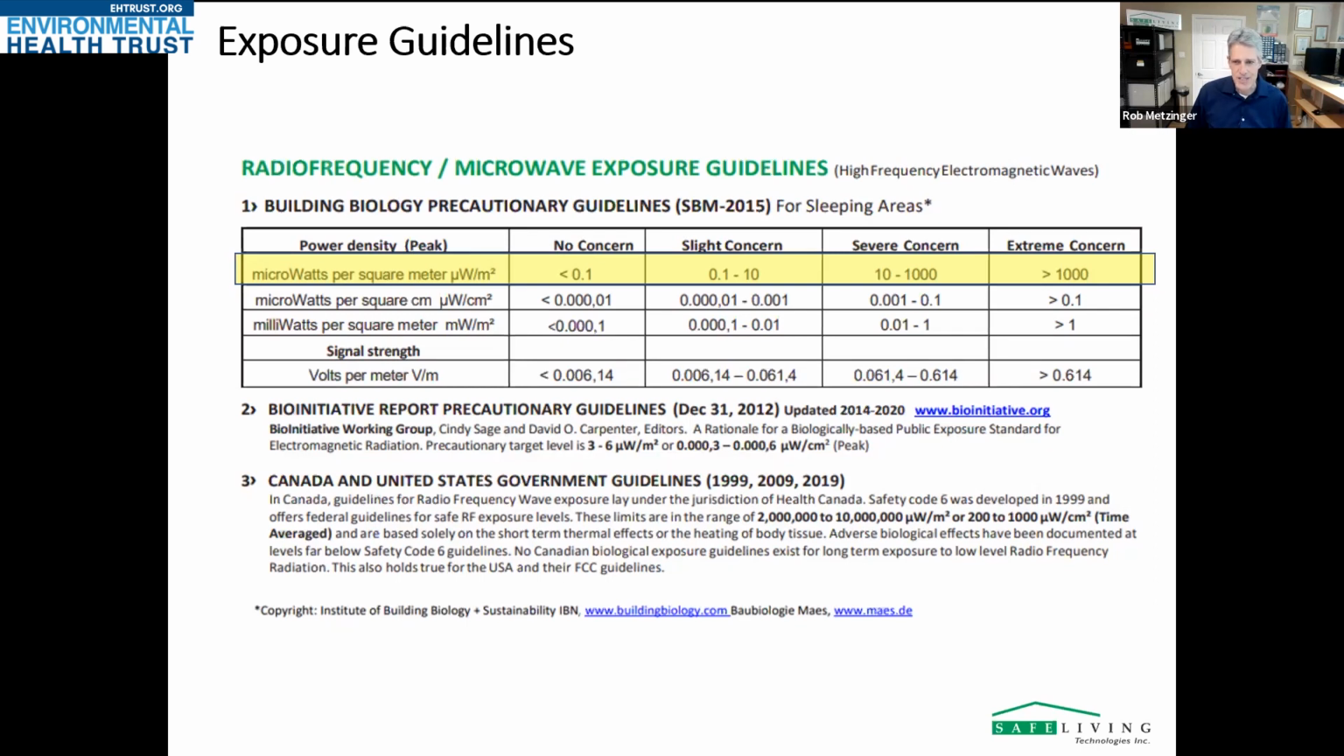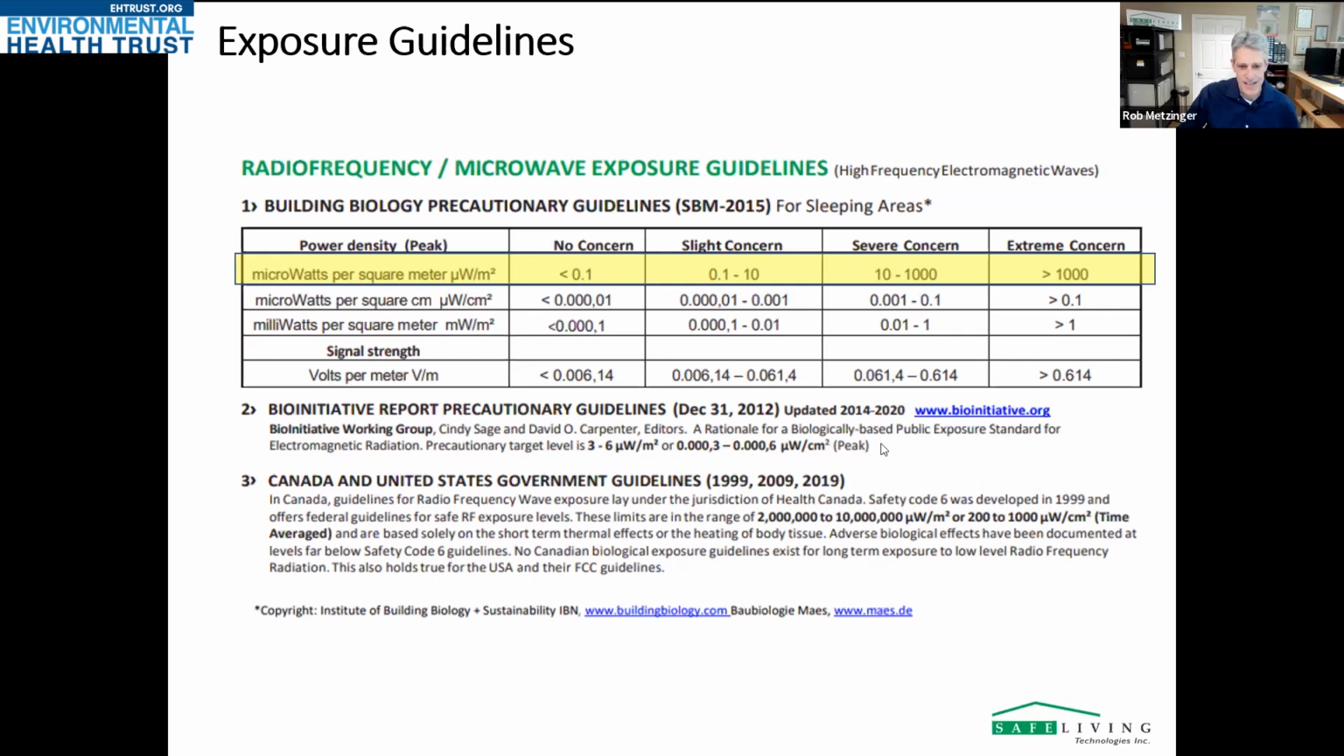So we're shooting for a slight concern level. If we can get our readings to 0.1 to 10 microwatts per square meter, we're in the good books with electrically sensitive people. It's usually a comfortable environment if we can get it down to that level, and it doesn't disturb them that much. If somebody's extremely electrically sensitive, then we may have to strive to get below 1 microwatt per square meter. But that's the radio frequency guidelines there. And the Bioinitiative report is also a great report to look at.